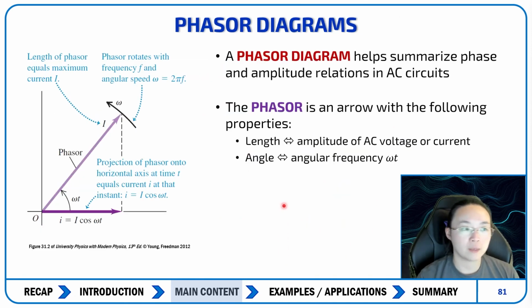Next, we want to take a look at what a phasor diagram is. So a phasor diagram is very helpful because it helps to summarize phase and amplitude relations in AC circuits. So you'll always see these when we're talking about AC circuits, and it would be good to be able to explain them in the future. The phasor is the arrow with the following properties. The length is the amplitude of the AC voltage or current. So the longer the phasor is, the larger the magnitude of the AC voltage or current. The angle omega t is going to be the angular frequency.